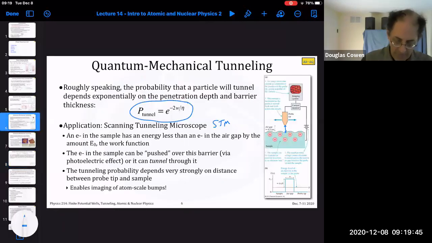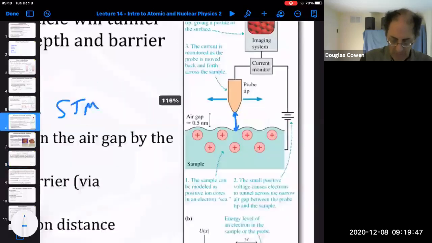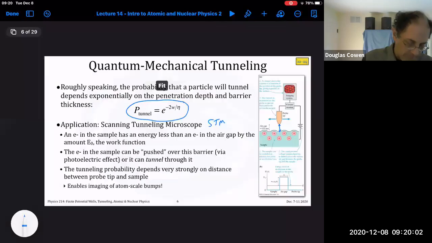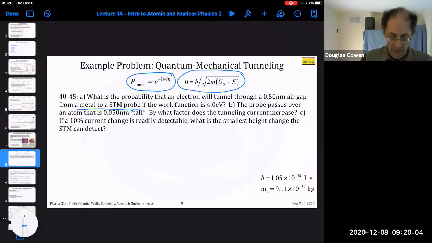So I was saying that the electron here would go from the probe to the sample, but of course it can also go the other direction. It depends on how you set up your potential difference and so on. Okay. So that's one question.